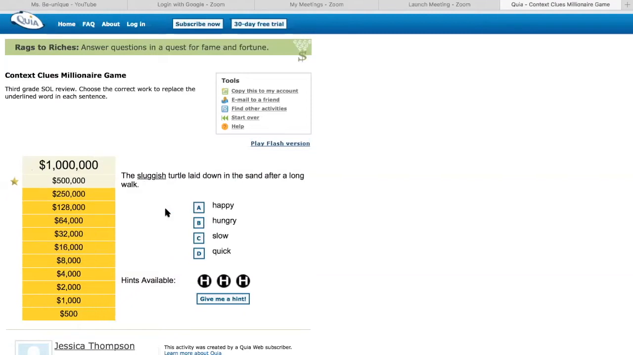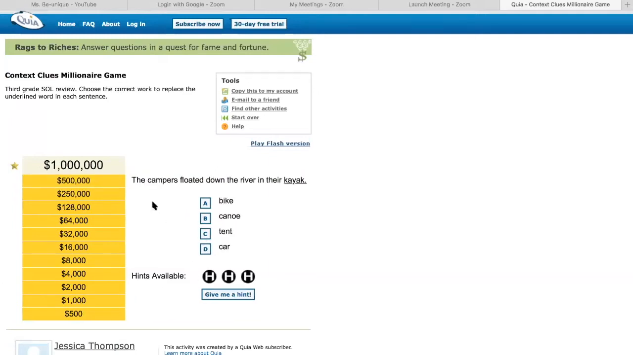All right, look at the word sluggish. The sluggish turtle lay down in the sand after a long walk. Okay, someone saying the sluggish, you all are saying C? Okay, very good.